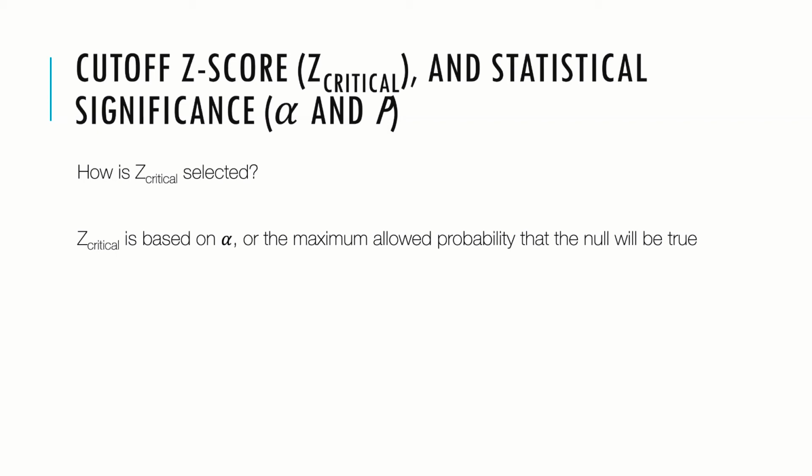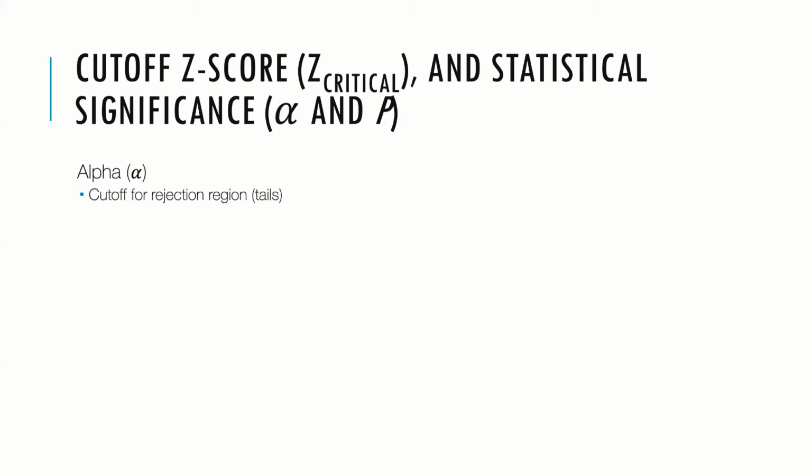It's based on what we call alpha. Alpha is selected by statisticians as the maximum allowed probability for the null to be true. We are willing to accept a certain % chance that the null can be true. Alpha represents a cutoff for our rejection region. So alpha is going to be % likelihood that the null is true, or in a proportion, the proportion likelihood that the null is true. Right? And we want a low proportion. We want the null to be unlikely.